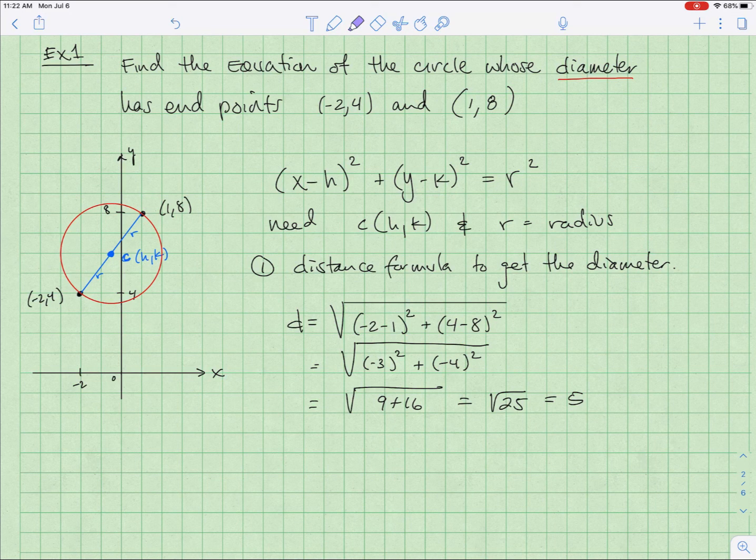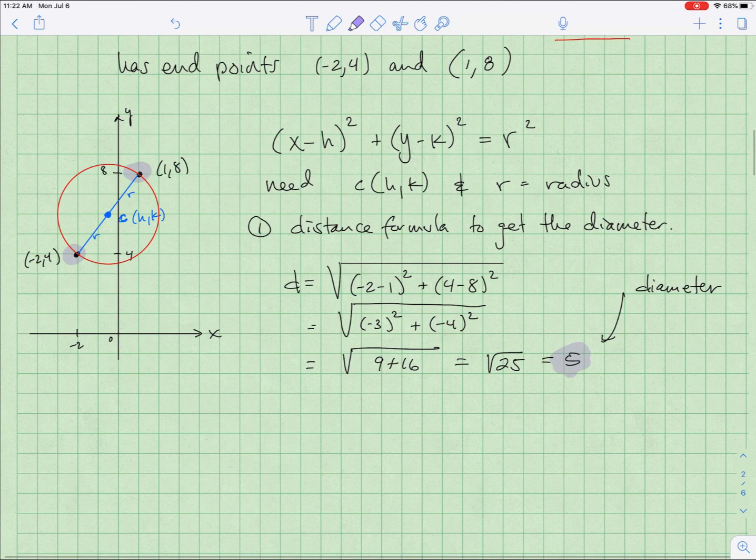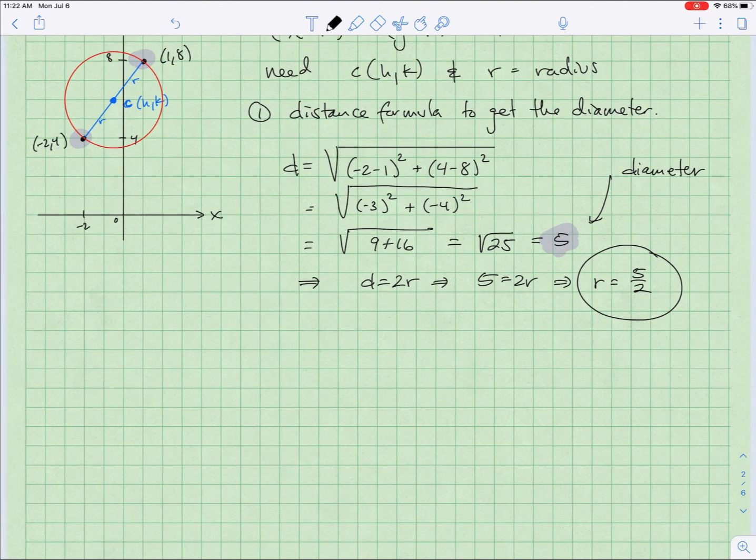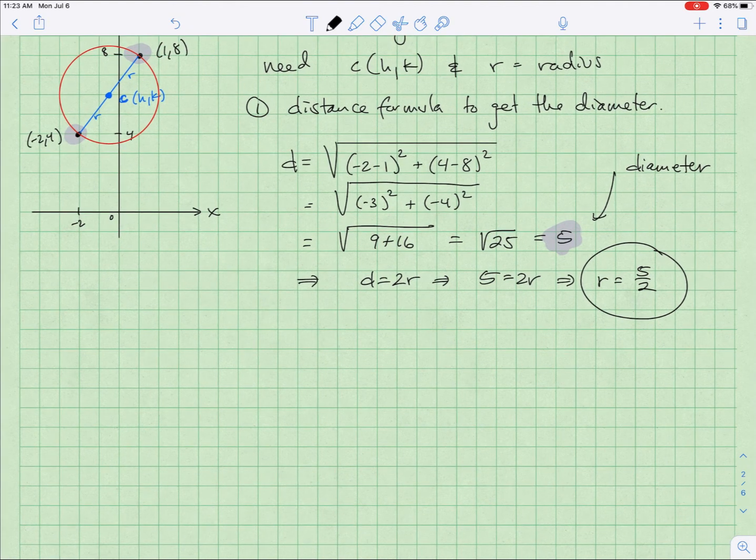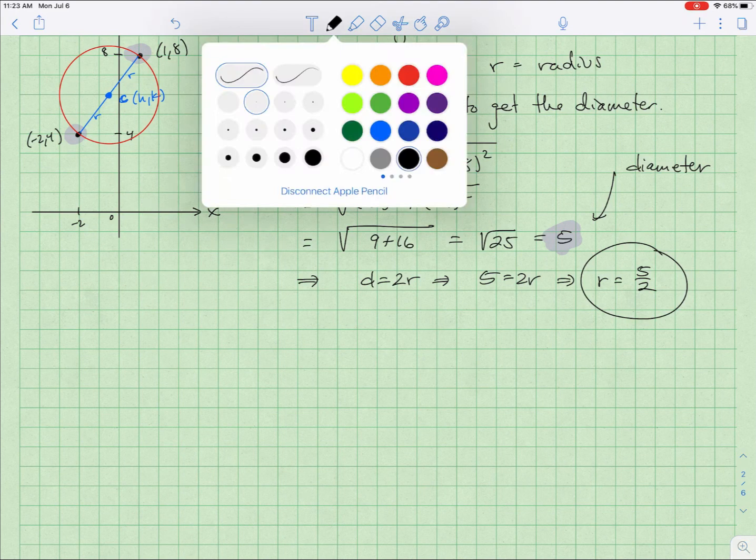But that is not the radius. This is the diameter because we used these 2 points. We still don't know what the center is. So that tells me then that the diameter is twice the radius, or 5 is equal to twice the radius, and so the radius is 5 halves, or 2.5, although I personally don't use decimals, and I would sort of warn you against that because some of the arithmetic that we're going to be doing is a lot easier when we use fractions. So we have the distance formula to get to the diameter.